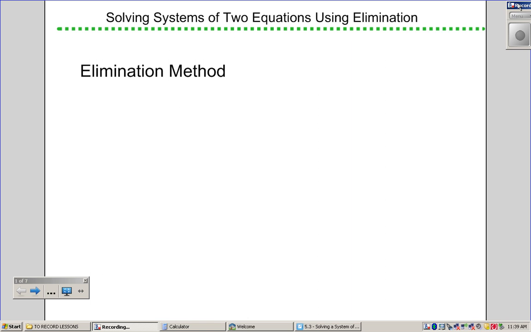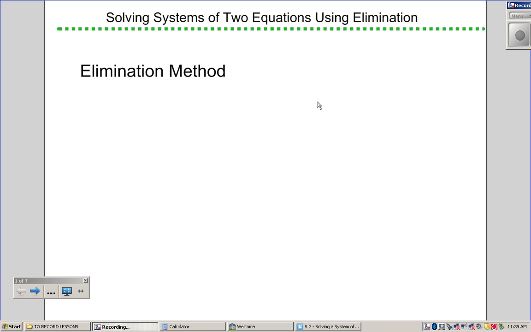Hello and welcome to today's lesson, lesson 5.3, solving a system of equations by elimination. In our previous two lessons, we've solved systems of equations by graphing and by using the substitution method. Today we're going to learn about the elimination method.